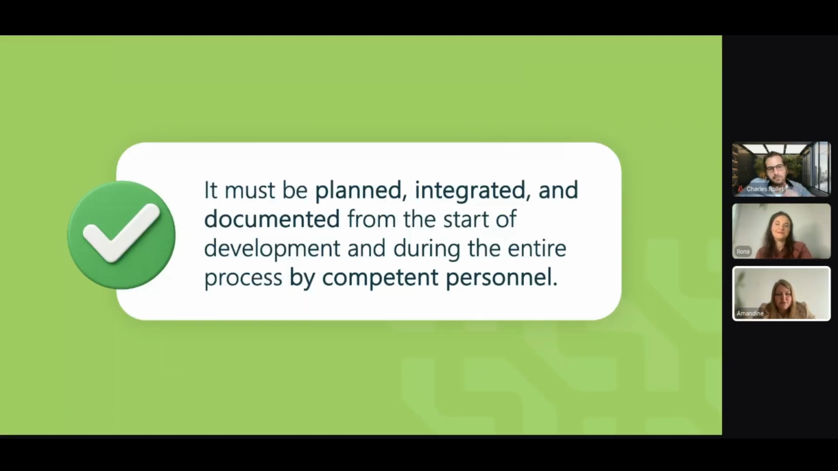And so the usability engineering process must be planned, integrated, and documented from the start of development and during the entire process by competent personnel.